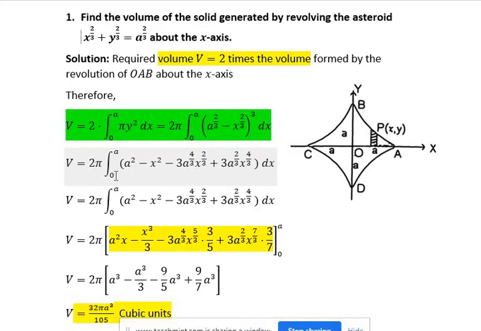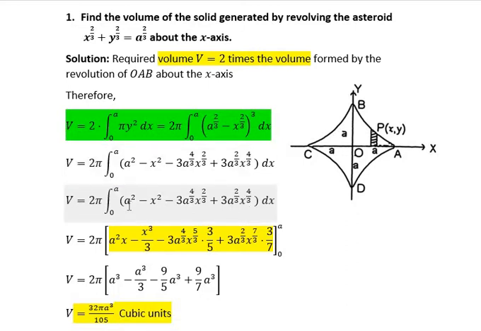V is equal to 2π integral a to 0 of a square minus x square minus 3a to the power of 4 by 3 x to the power of 2 by 3 plus 3a to the power of 2 by 3 x to the power of 4 by 3 dx. We have expanded (a to the power of 2 by 3 minus x to the power of 2 by 3) whole cube by using the (a minus b) whole cube formula. We get a square minus x square minus 3a to the power of 4 by 3 x to the power of 2 by 3 plus 3a to the power of 2 by 3 x to the power of 4 by 3.